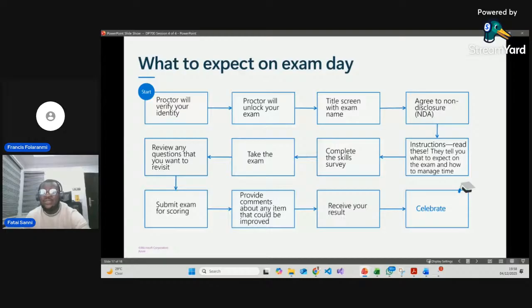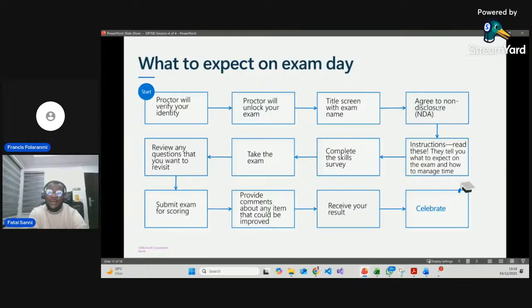Now, what are the things you should expect on your exam day? When you're scheduling your exam, you have both options to either take it at a test center or at your home. So what should you expect on the day of your exam? The very first thing is the proctor will verify your identity. Then the proctor will unlock your exam. You'll be asked to scan your work area. You'll be asked to submit proof of identification and so on and so forth before your proctor will unlock your exam. All right.